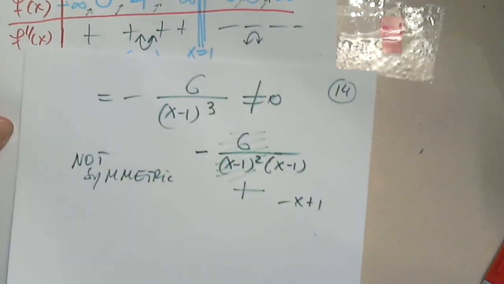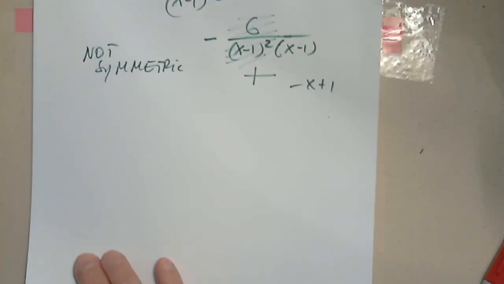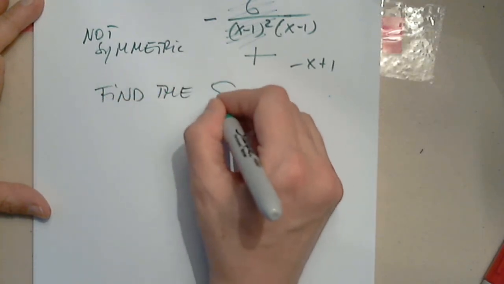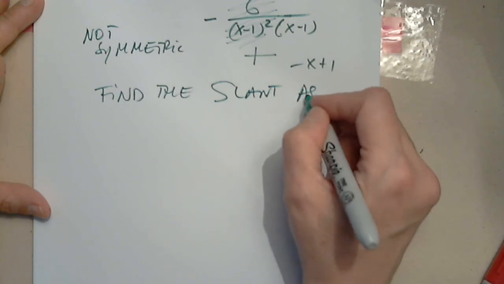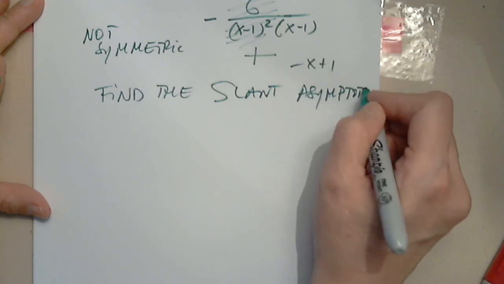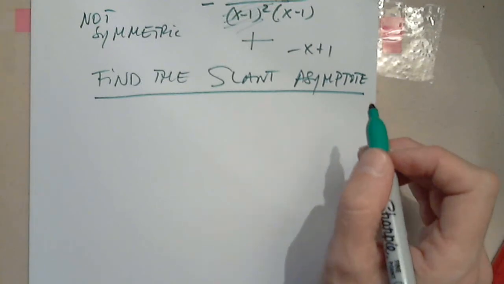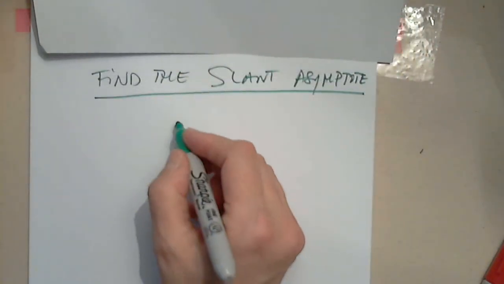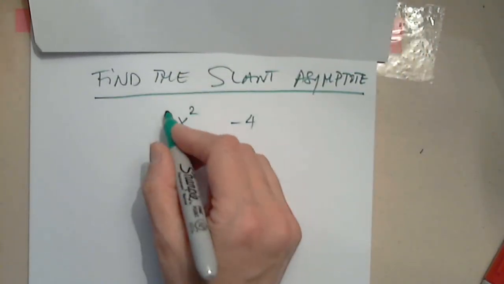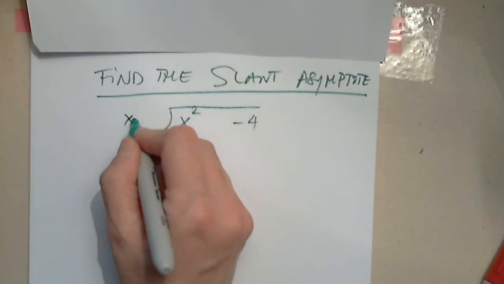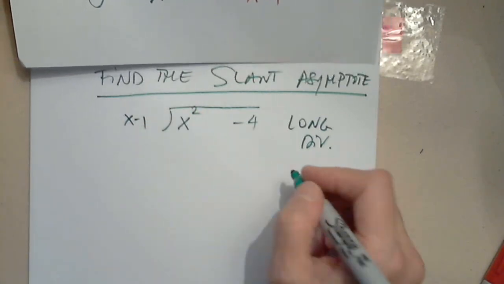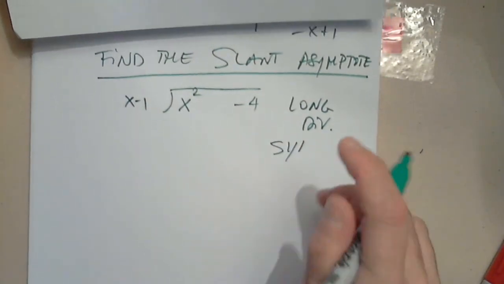So now we're ready to graph. Not before we find the slant asymptote. Here's how we find the slant asymptote. Where is my function? We divide x squared minus 4 by x minus 1 using long division. In this situation, I can also use the synthetic division.